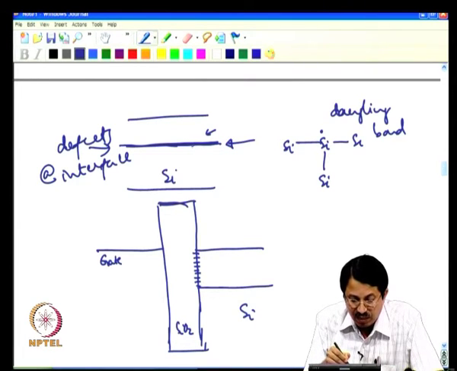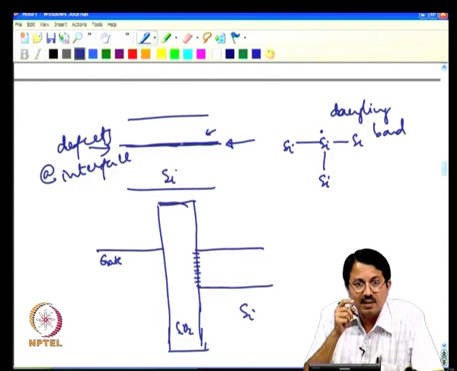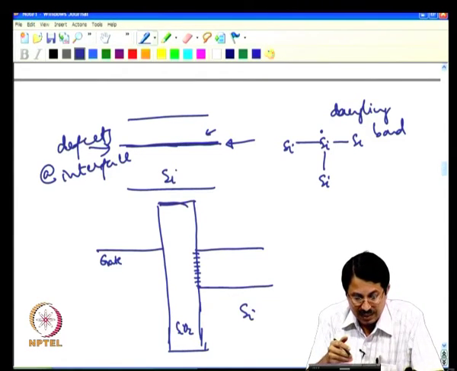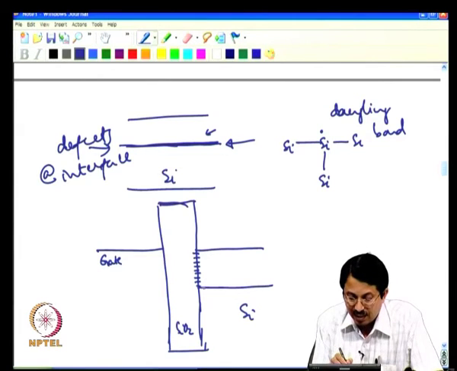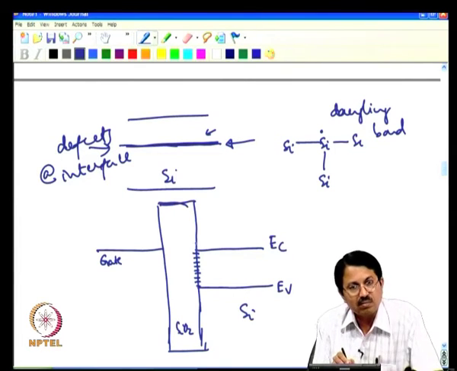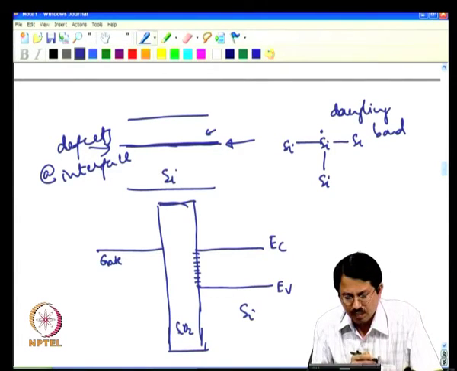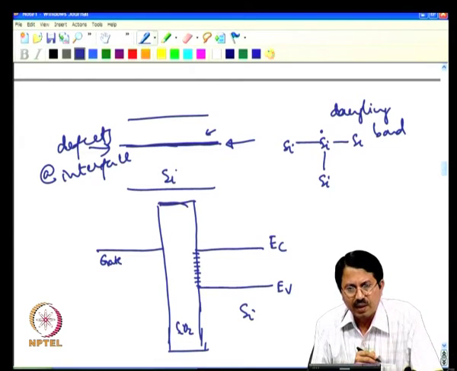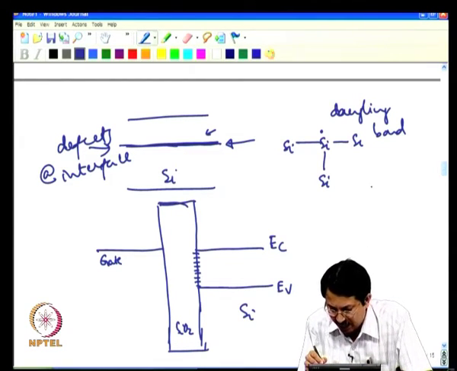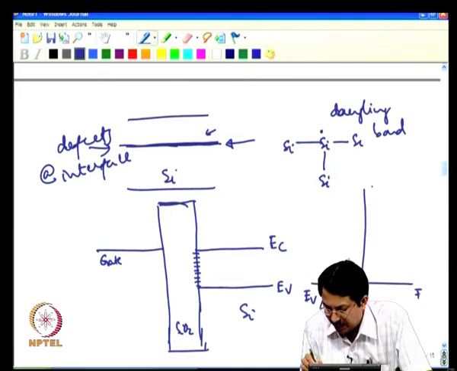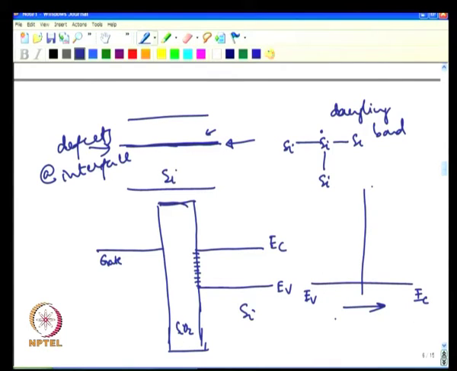In terms of the physical defect, the physical defects are exactly at the interface. Those physical defects in turn translate energetically to traps closer to the valence band, traps closer to the conduction band, and traps anywhere in the middle of the band gap. And experimentally it has been seen that if you go from valence band edge to the conduction band edge in terms of energy, in terms of your trap density, you get a distribution which looks something like this.